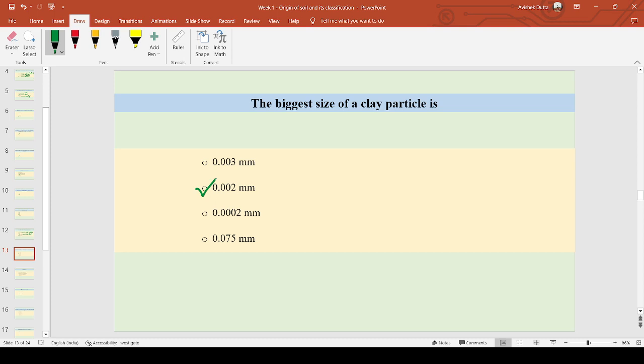Okay, the size of a clay particle ranges from 0.002 millimeter and below. Above this, up to 0.075 mm, that is 75 microns, it is silt. Above this comes the coarse grained soil, sand and gravels. 4.75 mm. If it is more than that, then it is gravel. Up till 4.75, it is sand. Okay, so this is the answer: 0.002 mm or 2 microns, biggest size of clay particle.